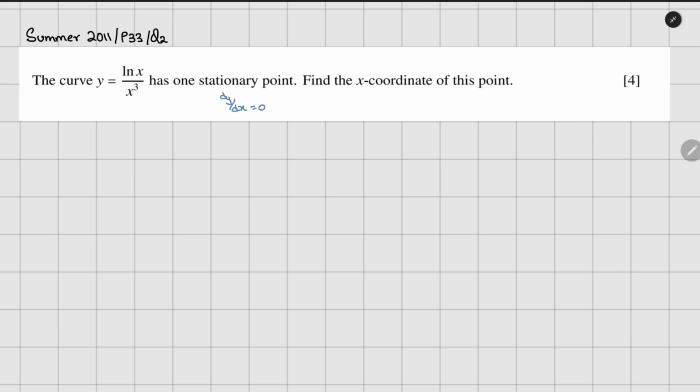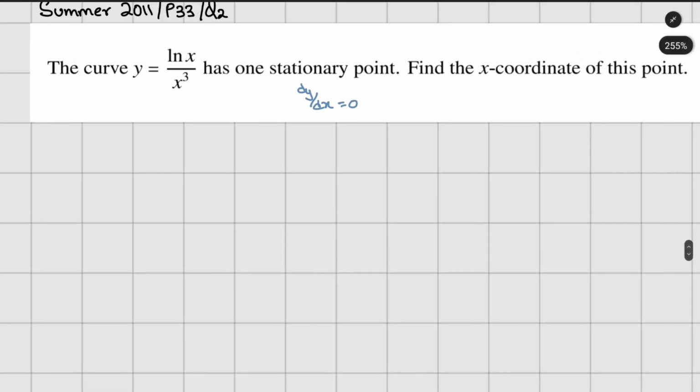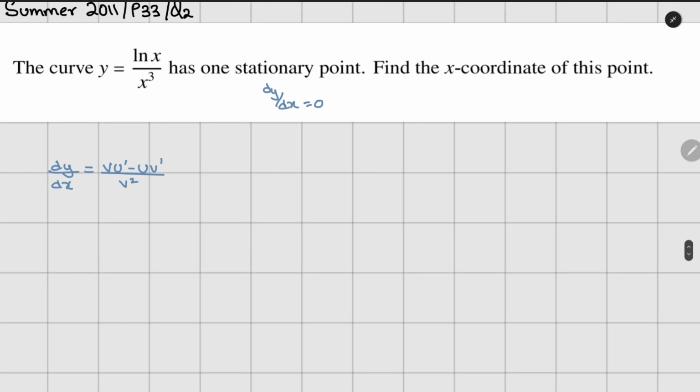Fine. So looking at the equation of the curve, we know that it's a quotient rule, and for the quotient rule we know the formula: dy upon dx is equal to (vu' minus uv') upon v squared. Now we need to identify the u's and v's. So u is equal to ln x and v is equal to x cubed. So u' is going to be 1 upon x and v' is equal to 3x squared.